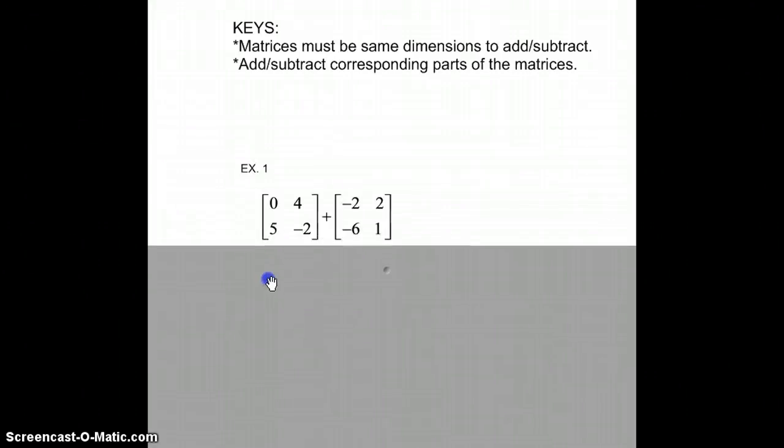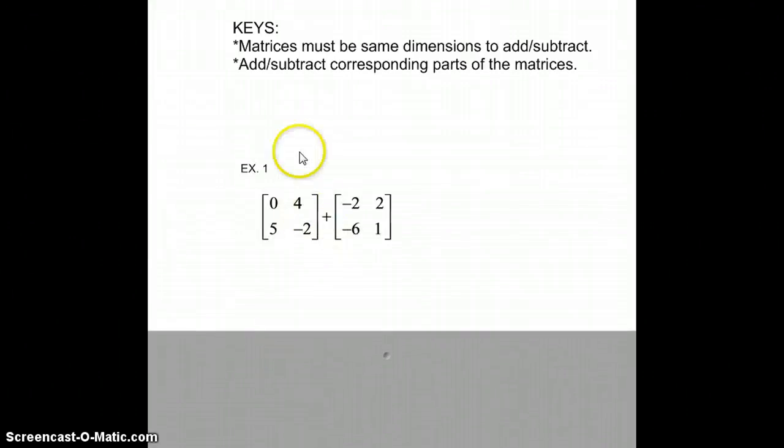A couple keys. Please make sure you jot these down. Matrices have to be the same exact dimensions in order to add and subtract them. And then when we do so, we just add and subtract the corresponding parts. So take a look here at the first example. These two matrices, see how they're the exact same size. They are 2 rows across, 2 rows down. Therefore, they are the same dimensions. They're what we would call 2 by 2.